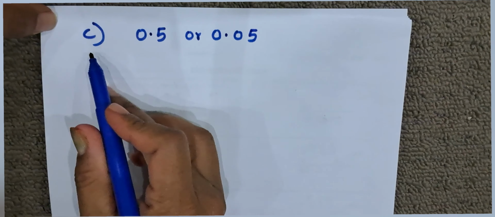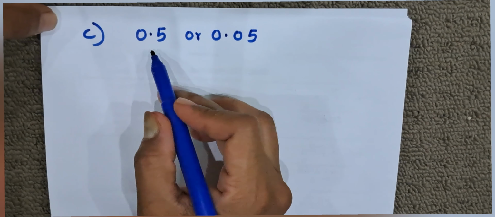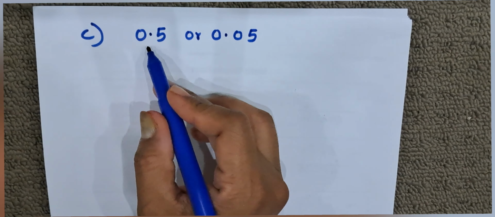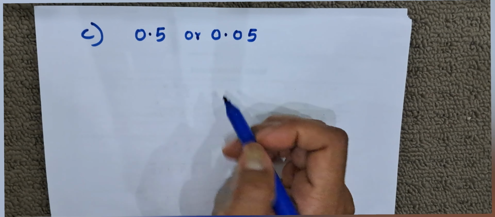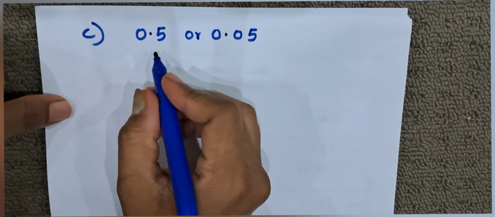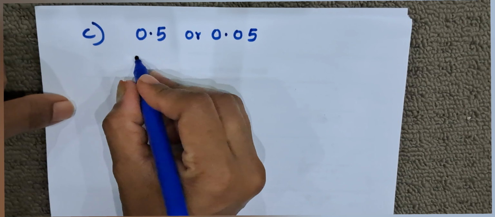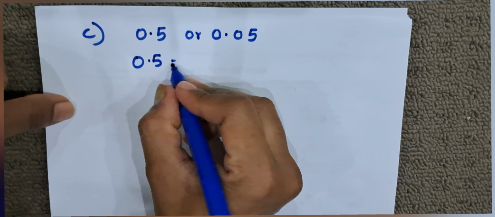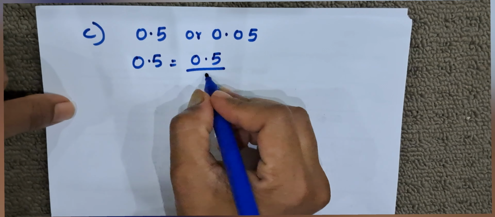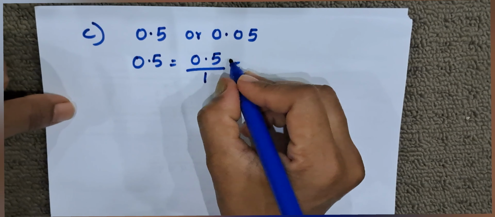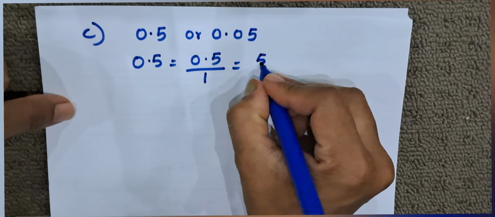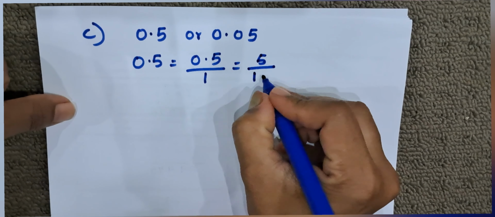Now let us see the next one, that is C. The decimal numbers given are 0.5 or 0.05. Which one is greater? Now let us convert them into fractions. Now 0.5 we can also write as 0.5 divided by 1. We will shift the point one place to the right hand side. So it becomes 5 upon 10.